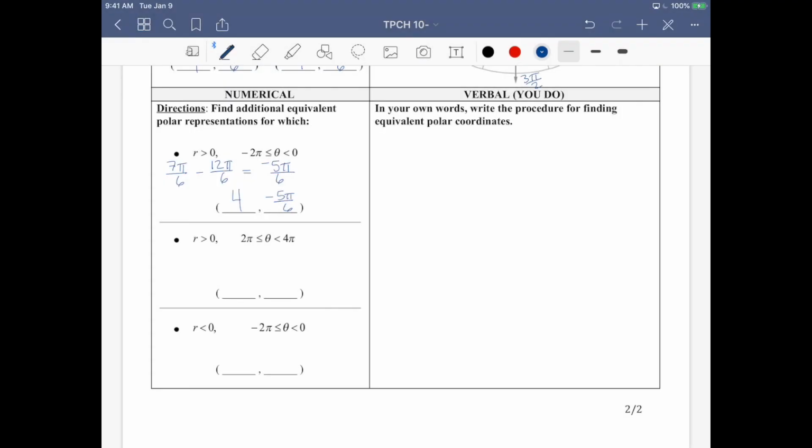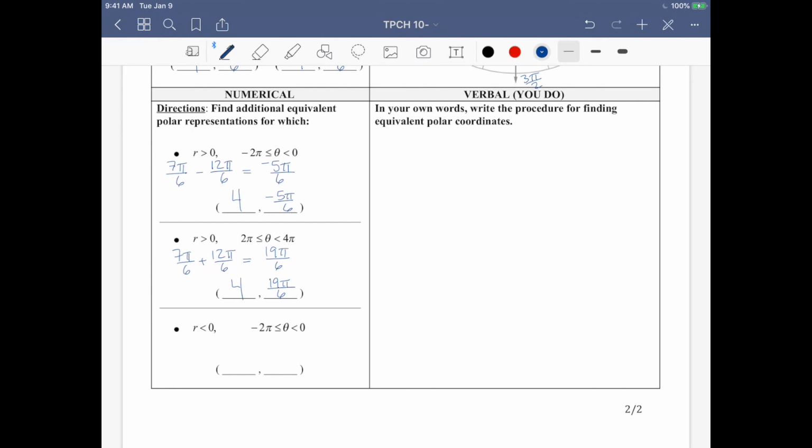So now I'm going to find another polar representation for which the radius is positive, and now theta is from 2 pi to 4 pi. So because I'm taking the positive radius, I'm going to start with 7 pi over 6 again, and this time I'm going to add 2 pi. So this will put me at 19 pi over 6, and this is the equivalent polar representation I'm looking for.